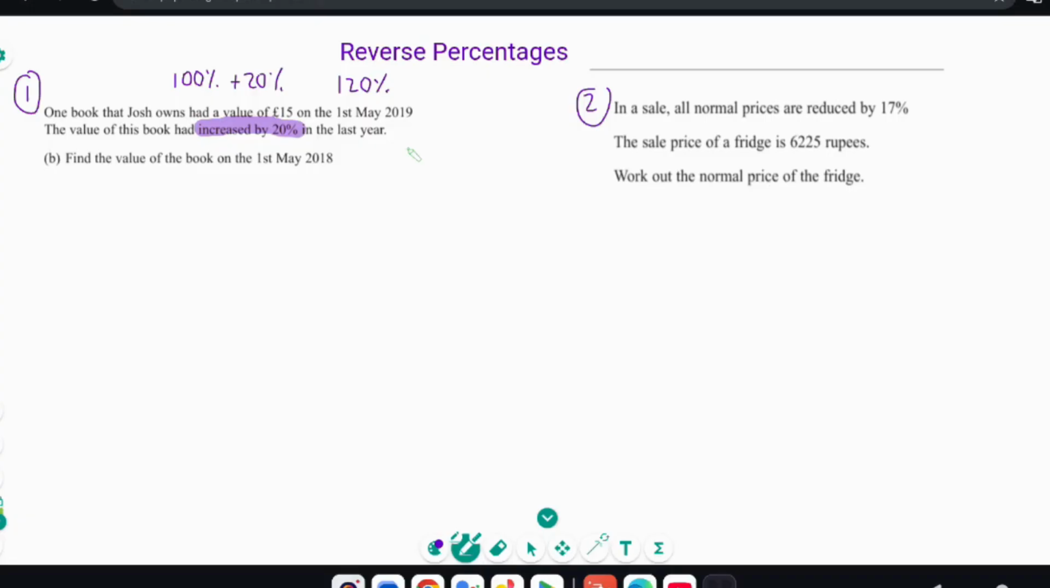So we know that the value of the book in May 2018, we don't know, so I'm going to call that an X. We know it's been increased by 20%. It's been multiplied by 1.2, and the value is now £15. We need to work back, solve to find X. We need to divide both sides by 1.2. Divide the left-hand side by 1.2, we're left with X. Divide the right-hand side by 1.2, not 1.12.